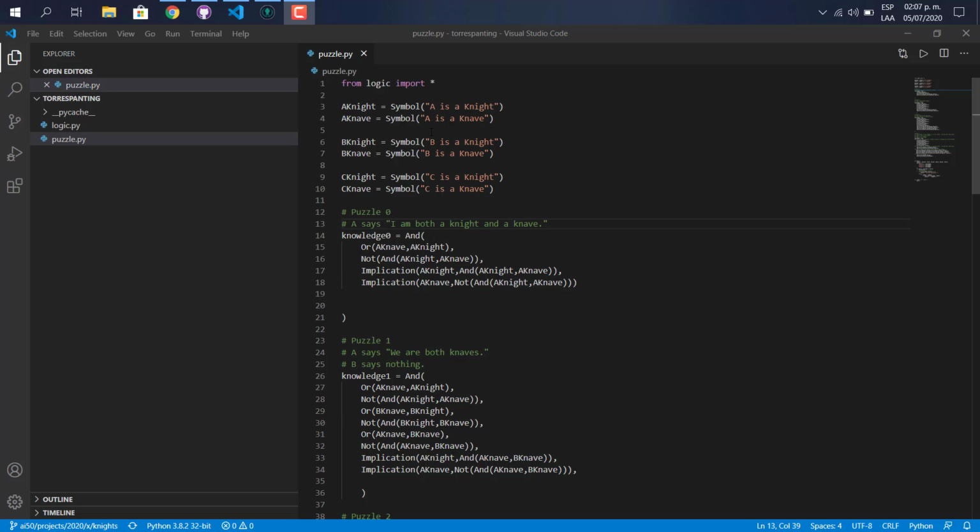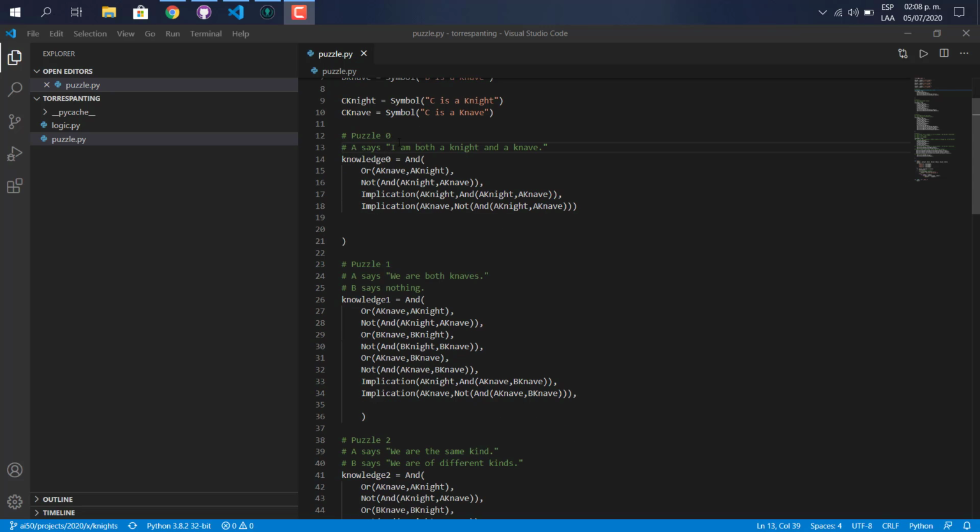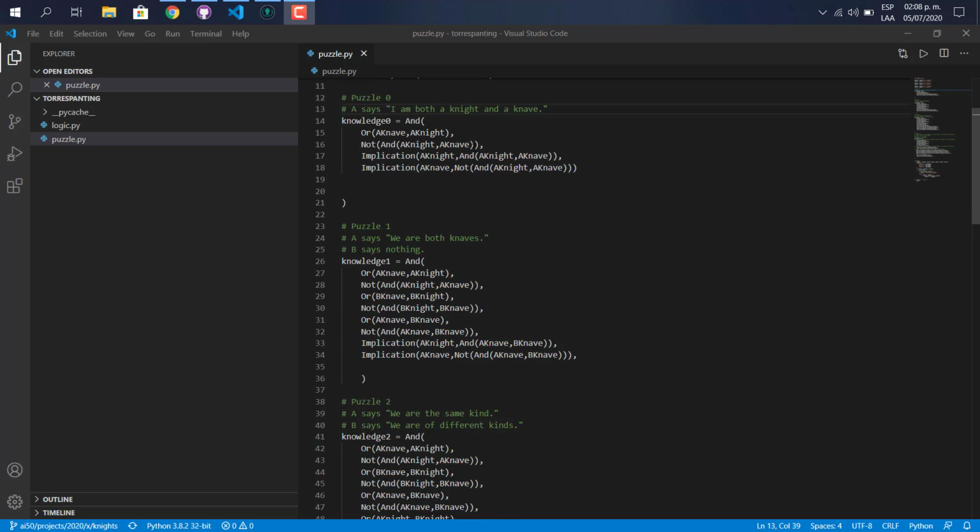Puzzle. So first I state here the different variables, being that A, B and C can possibly be a knight and/or a knave. So I put this here. In the first puzzle we have one sentence that says that A says that he is both a knight and a knave.